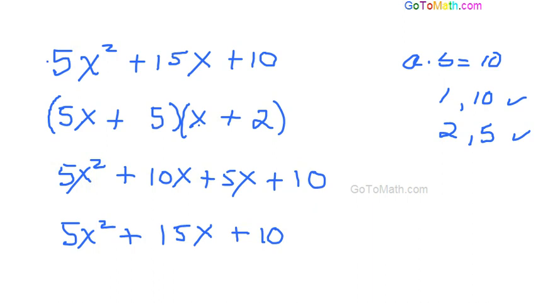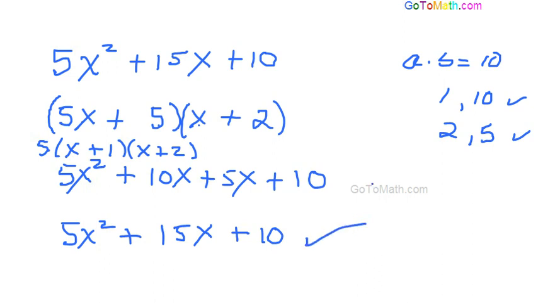Now I think what's going on here is there was something I was going to add to this. You notice there's a 5 here and a 5 here. Well, we could actually factor a 5 out. And this is what we're going to be left with over here: 5 times x plus 1, and then of course you'd have x plus 2. And that would be completely factored.